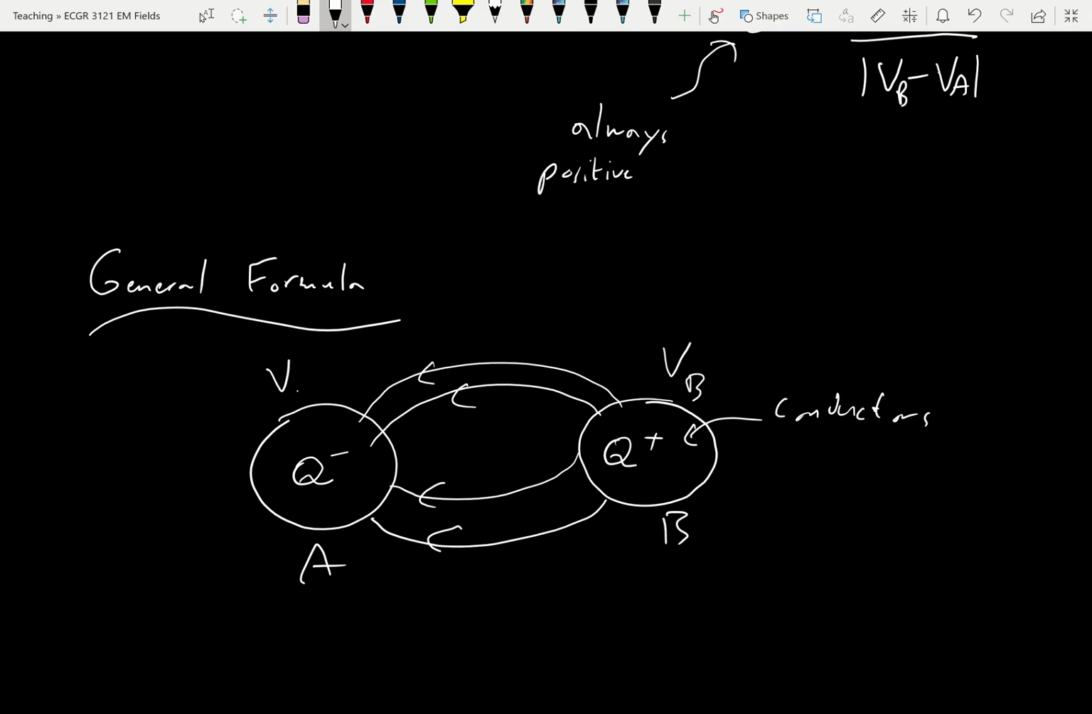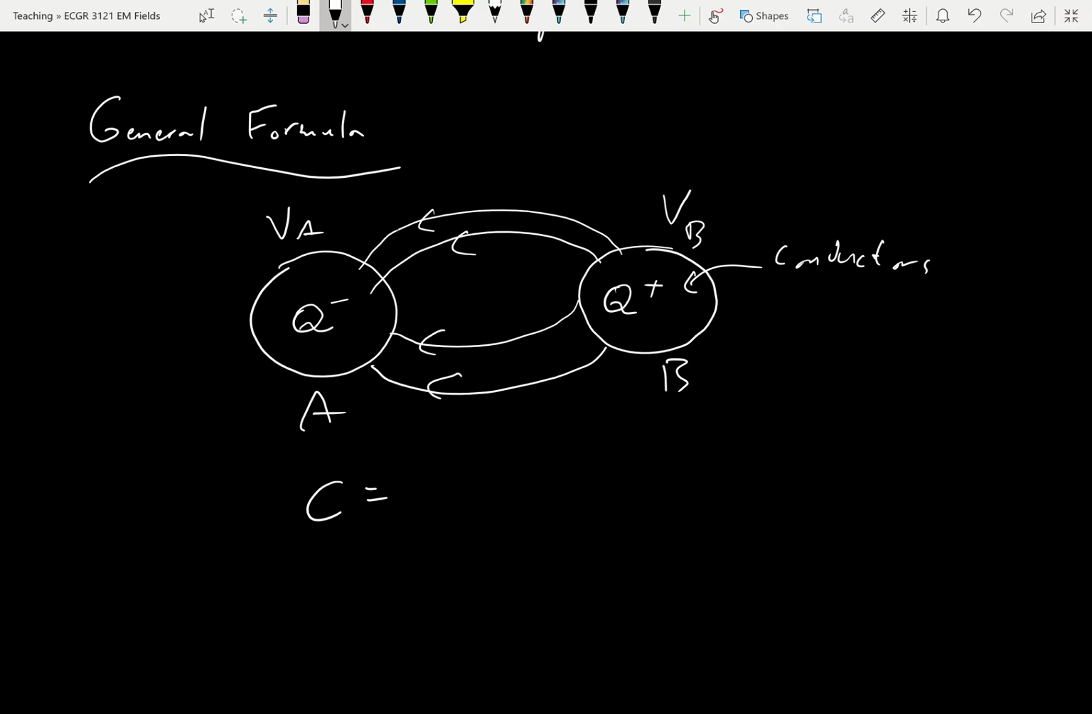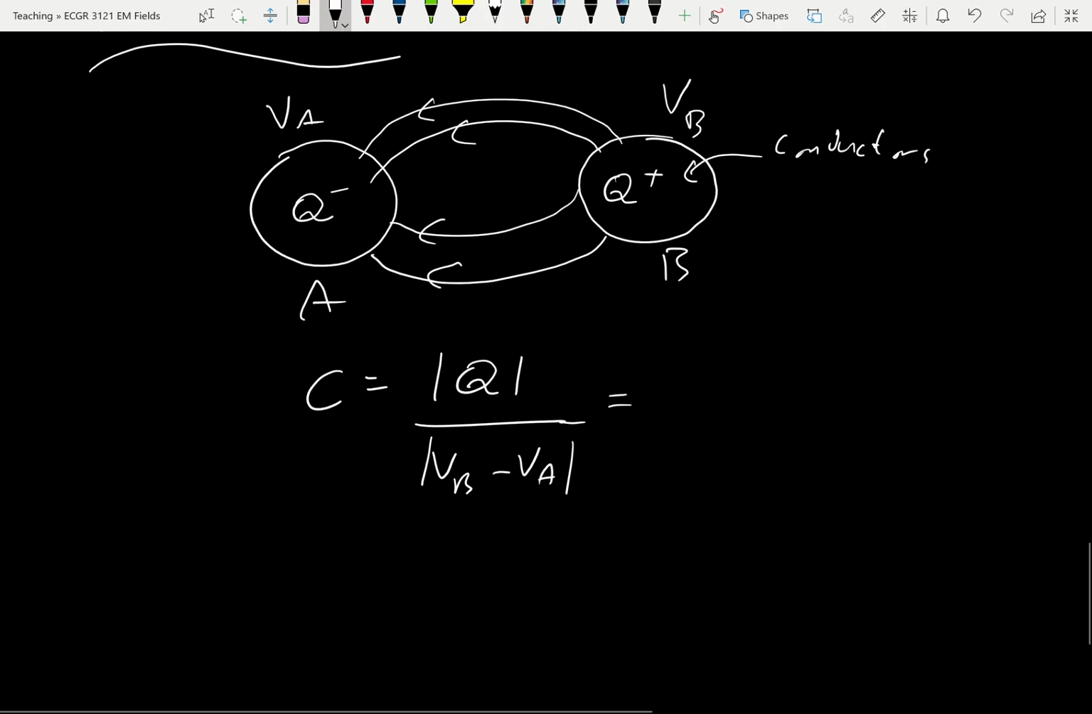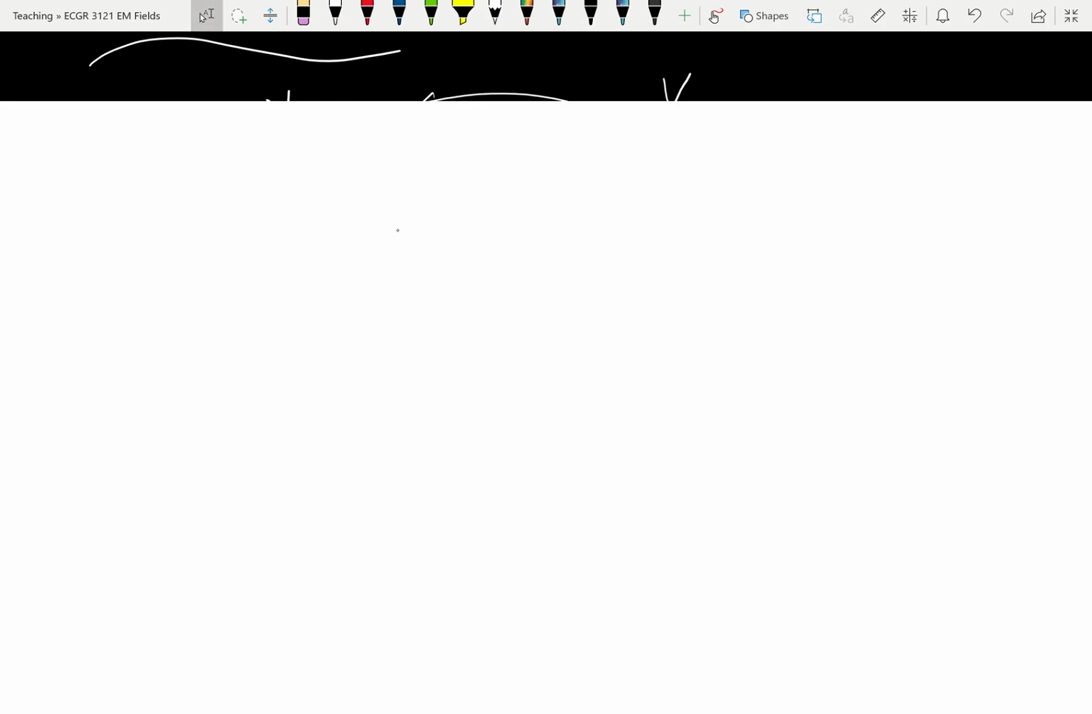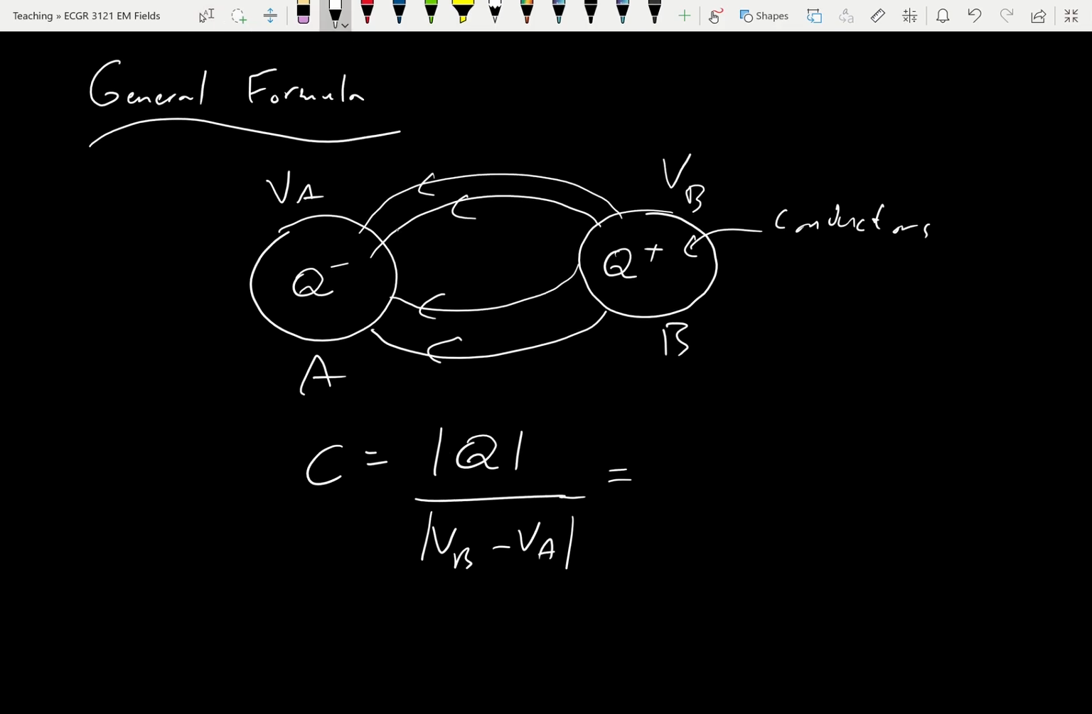And then we have VA. Then the general formula states that C equals magnitude Q over VB minus VA. Okay, and then we can write it. How can we calculate this in general? We can calculate the total charge by using Gauss's law.